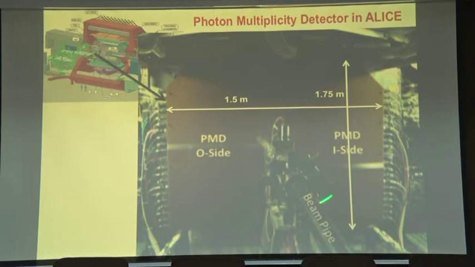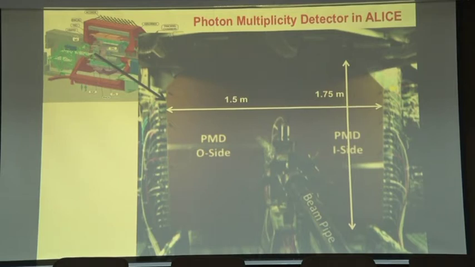And this is how the PMD, at least this is the size of the PMD. This is the photon multiplicity detector installed in the ALICE experiment. So you see, this is a beam pipe. You put all the detectors around the beam pipe, because the collision point is somewhere there and all the particles are flying towards you, so you want to put some detector. So you see the size, 1.75 meter high and 1.5 meter. So this is big, around 6 feet roughly.